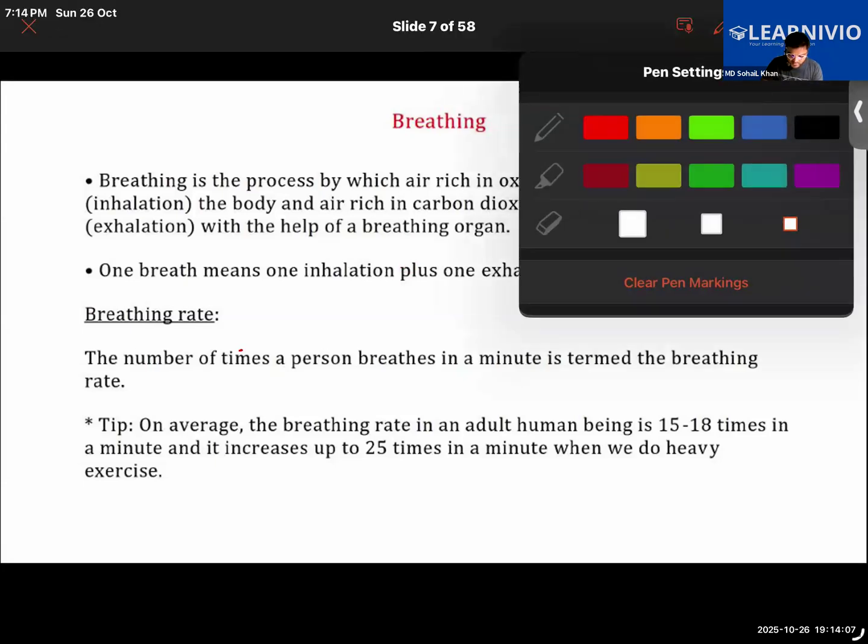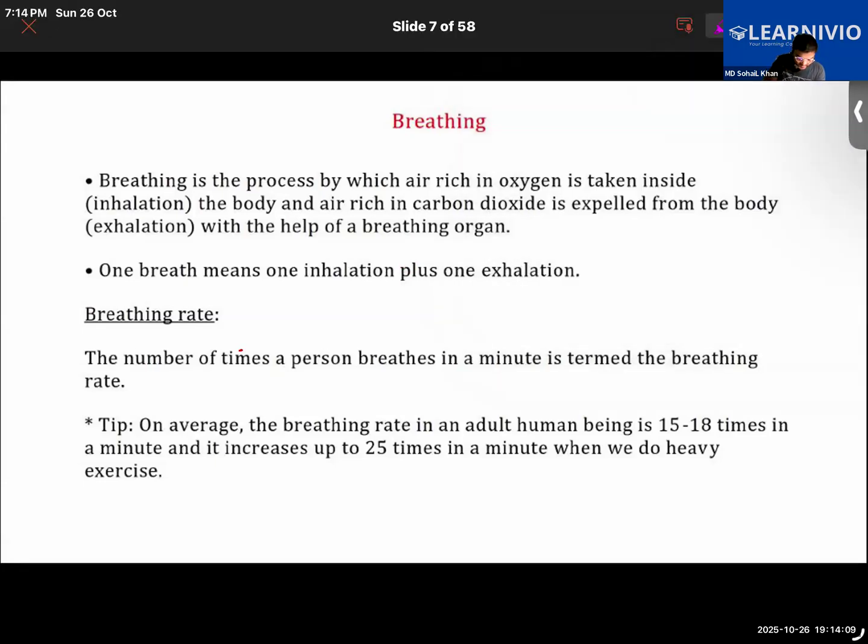Now there's an important term here, that is breath. So what does one breath mean? One breath means one inhalation plus one exhalation. Like I have taken a deep breath, then I have released the air. So I have inhaled and exhaled. One time inhalation and exhalation means one breath. Hope it is clear.